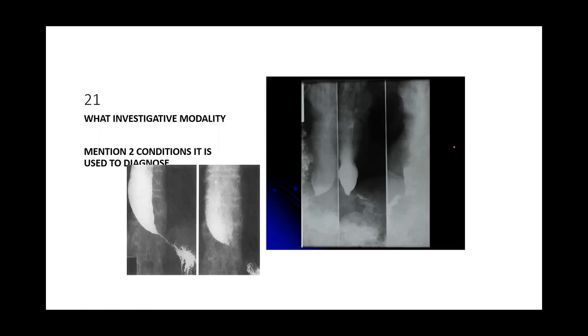What investigative modality is this? Barium swallow. Mention two conditions it is used to diagnose. You can use it for achalasia, esophageal spasm, corrosive esophagus, diverticulum. You always start with common things. Esophagus, barium, stricture.